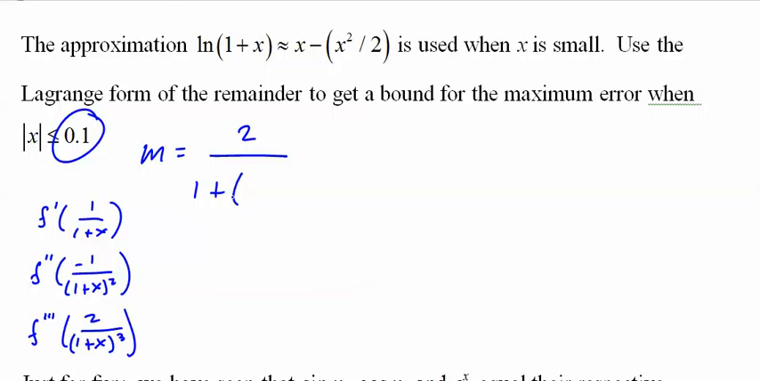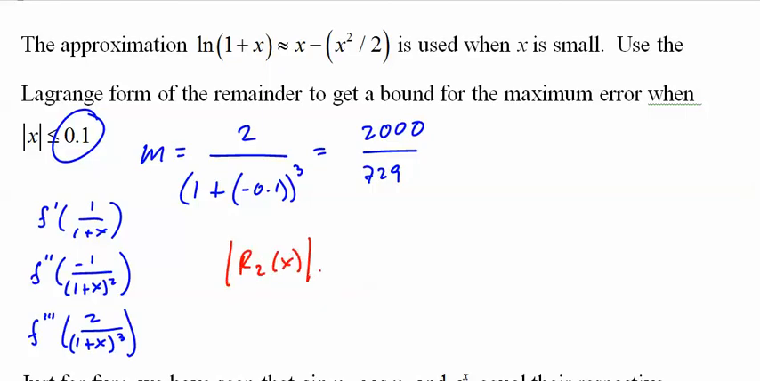Well, since the natural log is naturally decreasing, it's going to get bigger this way, so we can check it with both and see which one gets us there. Parentheses to the third, that equals 2,000 over 729. So that one's tricky. You got to check that out. You got to check out both endpoints. We're looking for the worst case scenario. So the remainder of x is that 2,000 over 729. That bounds it. That's the worst case.